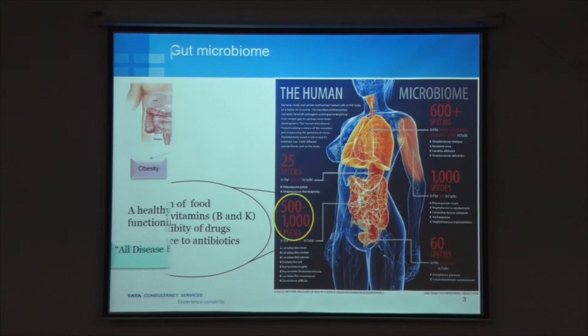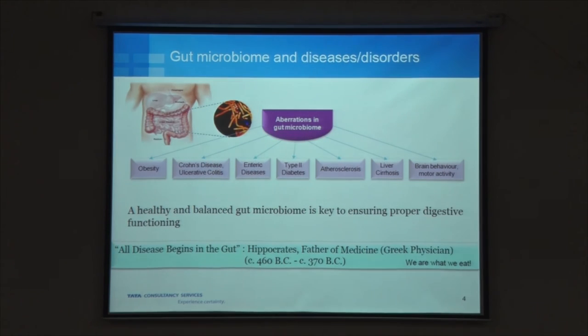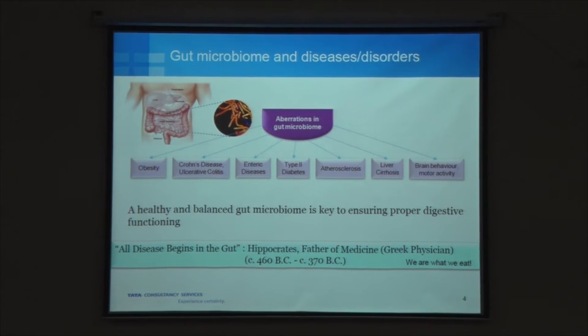So they play several roles in the body. In the last couple of years, people have shown that if there are aberrations in the gut microflora or the gut microbiome, they can lead to various diseases and disorders. One can think of obesity, enteric diseases, type 2 diabetes to be associated with the gut microbiome. But things like brain behavior, atherosclerosis, liver cirrhosis, these have also been linked to aberrations in the gut. So that's really interesting.